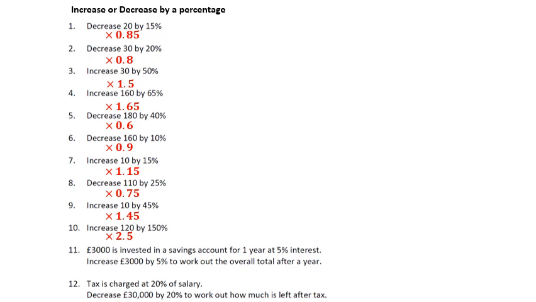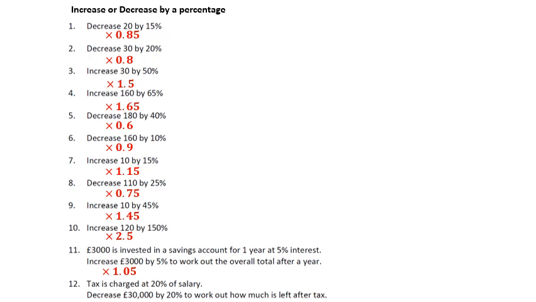If it's debt, that's not a good thing. You're now in more debt. If it's savings, that is a good thing. You now have more savings. But whether it's debt or savings, it's a bigger amount. So if £3,000 is saved at 5% interest, it will be 5% bigger by the end of the year. To increase by 5%, you multiply by 1.05.